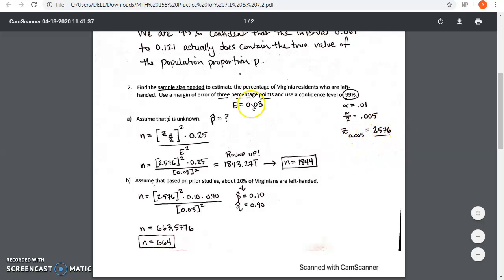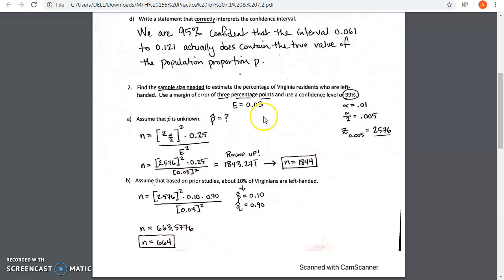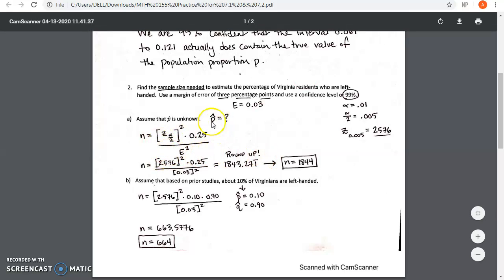Okay. Now, when we come over to part A, let's assume that our sample proportion is unknown. So let's assume that we do not know p-hat. So we would use this formula, the one with the 0.25 over here. Okay. All right, so let me go back. All right, so we're going to use this formula.